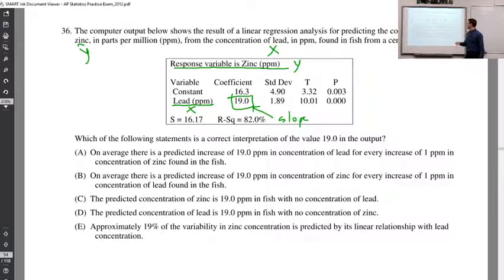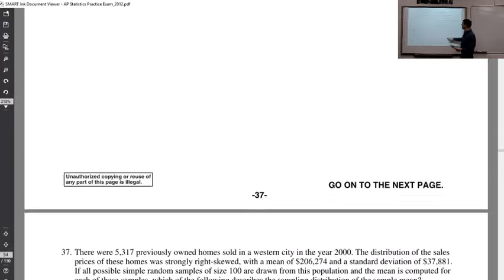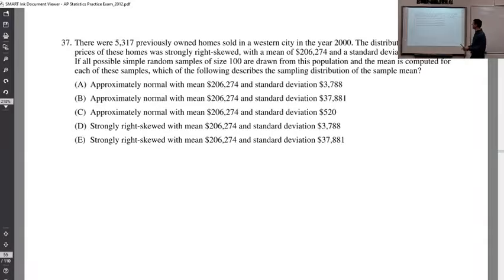We are predicting the zinc from the lead. So lead is our explanatory variable that we are using to explain the response of zinc. So our answer there is B, since lead is our x and zinc is our y. Next.